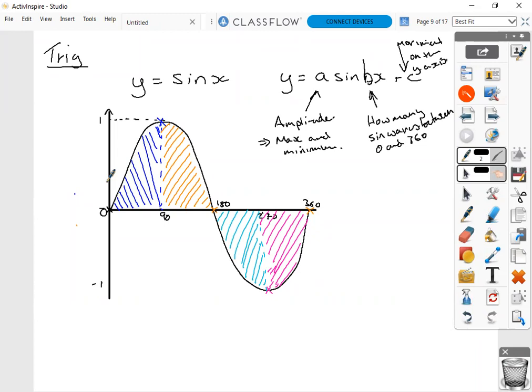Okay, so A, amplitude, how big the peaks and troughs are. B, how many sine waves we can get in between 0 and 360. C is movement on that y-axis.